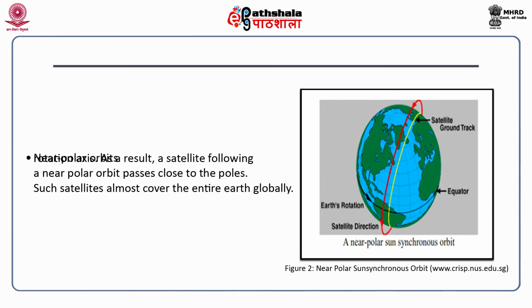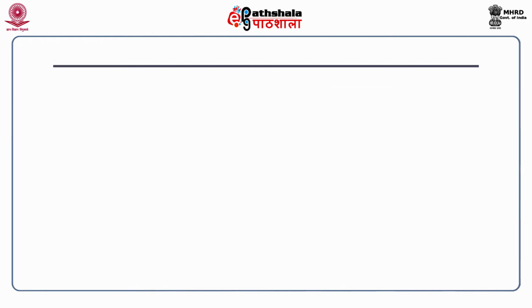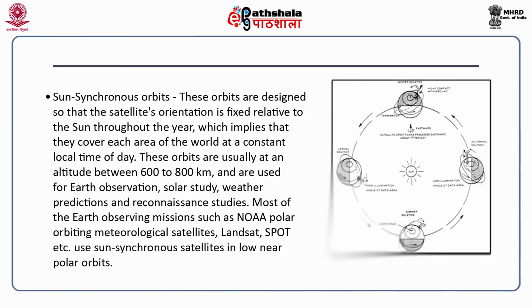So, as you can see from the orbit, this red color orbit is very close to the poles, but does not follow the exact polar path. So, we call them near polar orbits. The next orbit is the sun synchronous orbit.